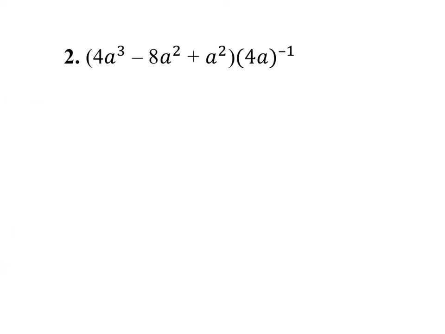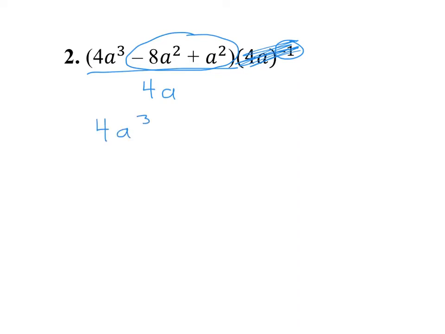Okay, for number 2, we learned that if something has a negative exponent, you can move it to the bottom and make the exponent positive. So I'm just going to get rid of this now. Also, notice that in the numerator, these have the same exponent, so that means they are like terms. And so we can combine like terms before we divide.